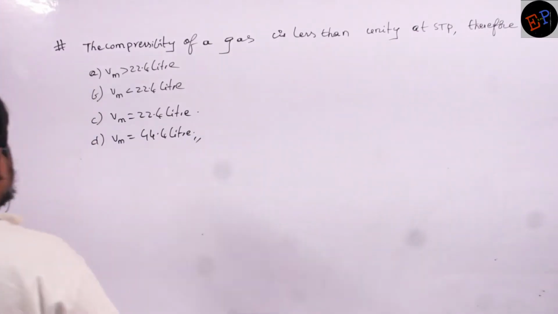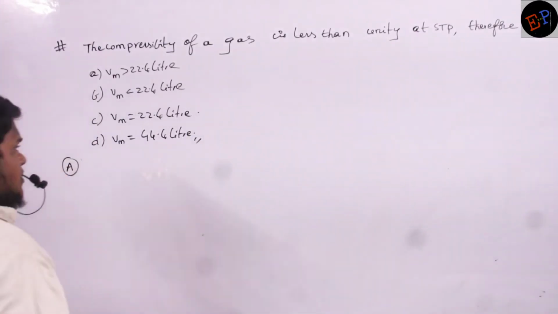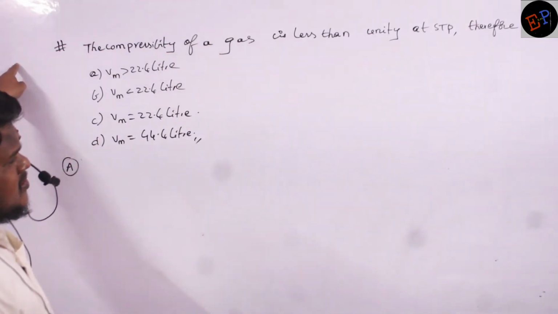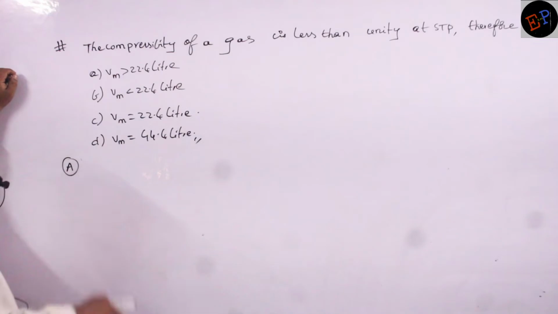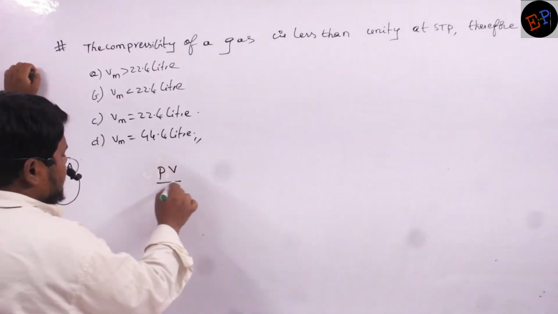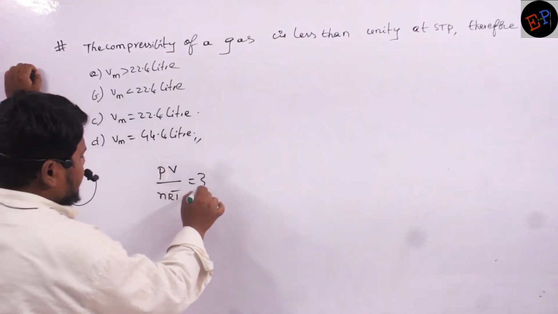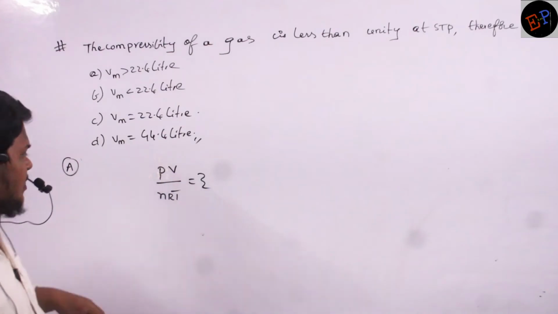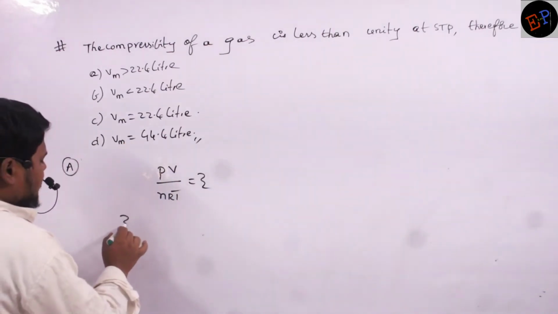So the next question is this one. This was a previous NEET question. The compressibility of the gas is less than unity at standard temperature and pressure. Therefore, what about the volume of this gas? What is meant by compressibility factor? Already we have studied: PV divided by nRT is equal to Z. This is called the compressibility factor. So this value is less than 1.